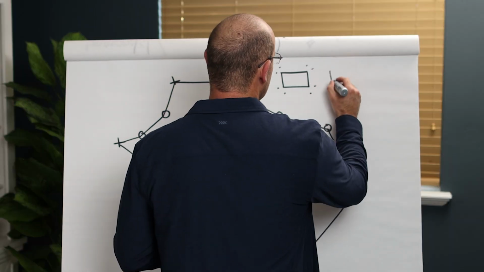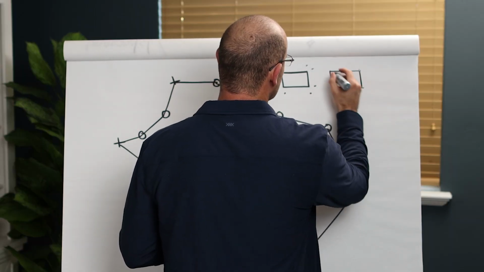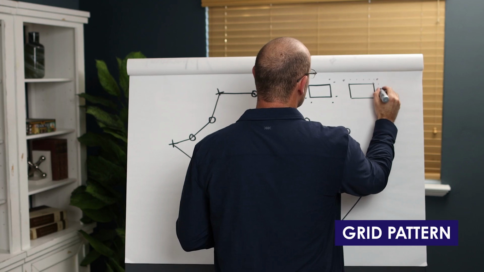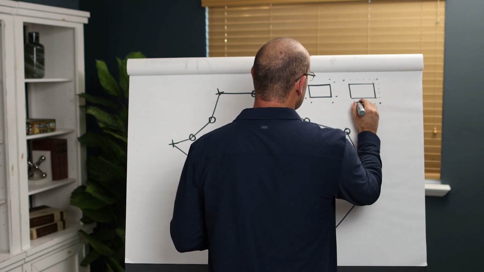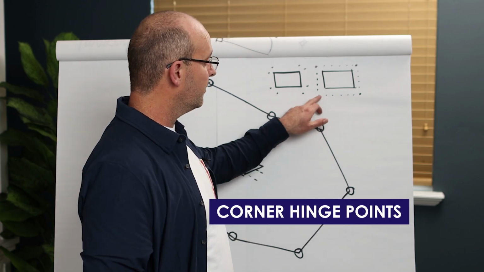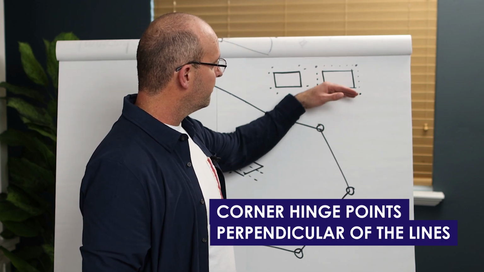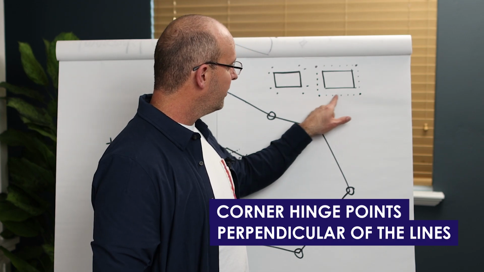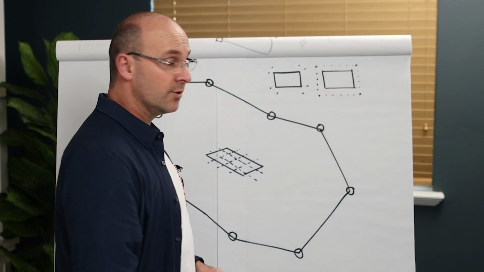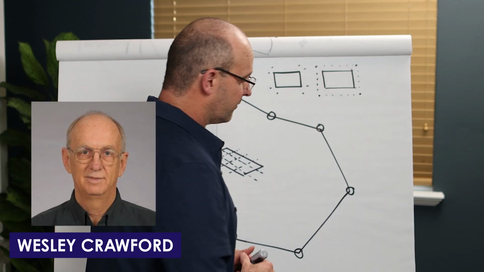The other thing is, I have seen secondary control networks end up basically being offsets on a grid pattern all the way around. I like this just fine. I think this is fantastic, and I'll tell you why. It has corner hinge points, so you can check the perpendicular of the lines, and you have more than 4 points to a line. Let me explain why that's so important right now. This is all from Wes Crawford, by the way.